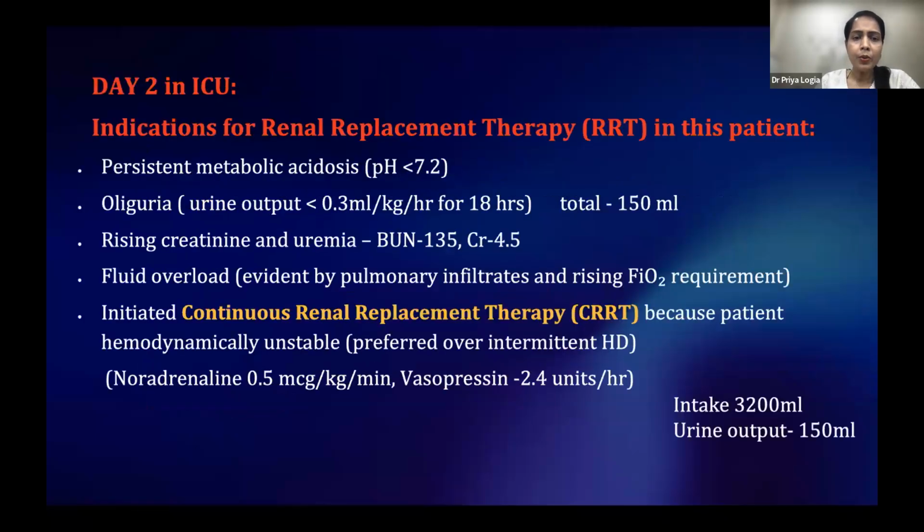So, day two in ICU, there were clear indications for renal replacement therapy, which were persistent metabolic acidosis, oliguria, and rising urea and creatinine levels. And also, the FiO2 requirement was rising, which denoted a fluid overload status. And the patient was initiated on continuous renal replacement therapy.